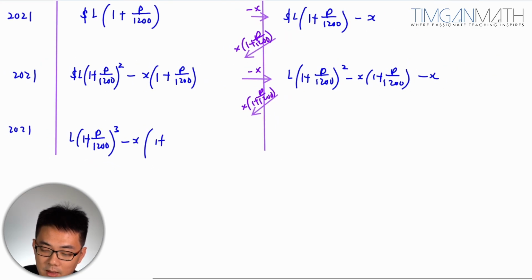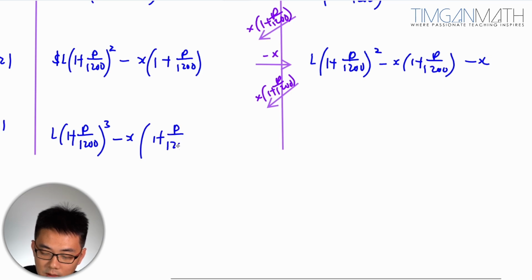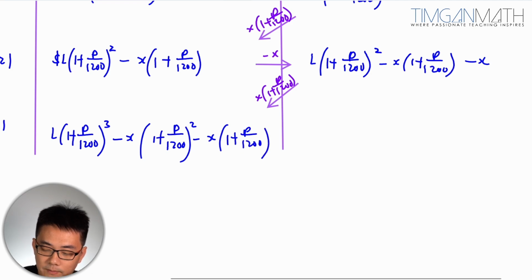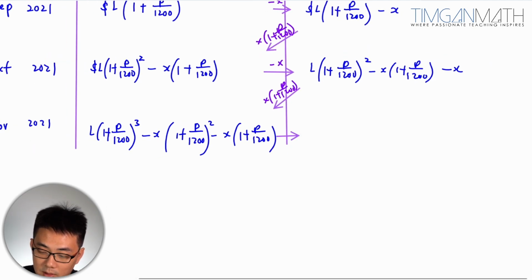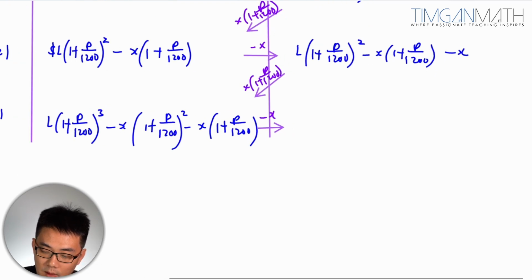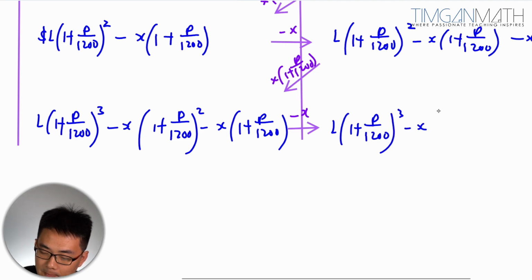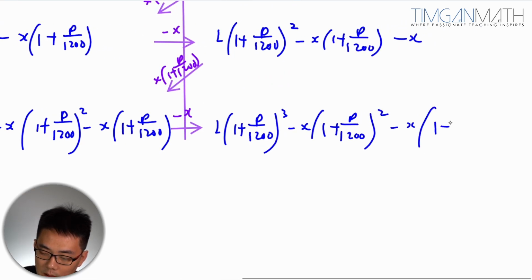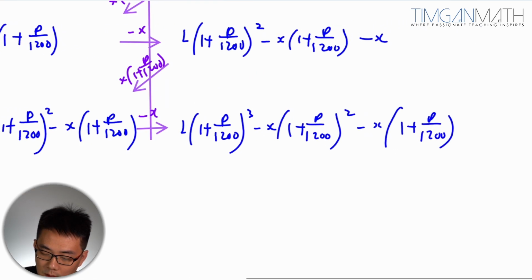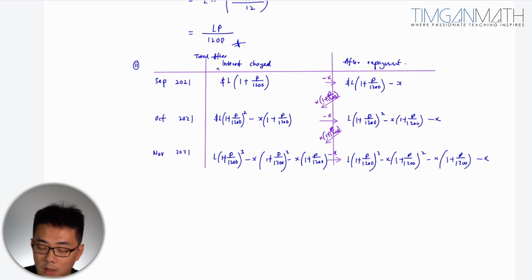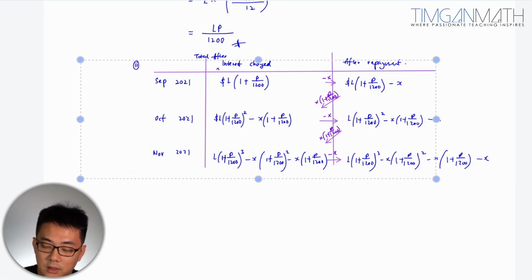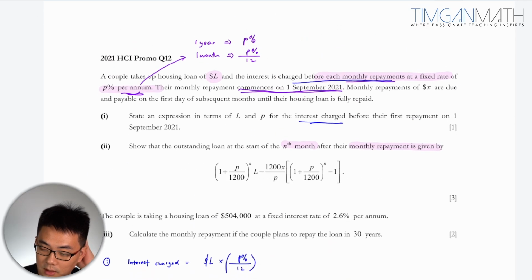So this, and this. So this will be 1 plus P over 1200 here, minus X times 1 plus P over 1200. Okay, then same thing. What we're going to do is just minus X here. In this case here, what we get is L(1 + P/1200)^2 plus P over 1200, minus X. Okay, there you go.